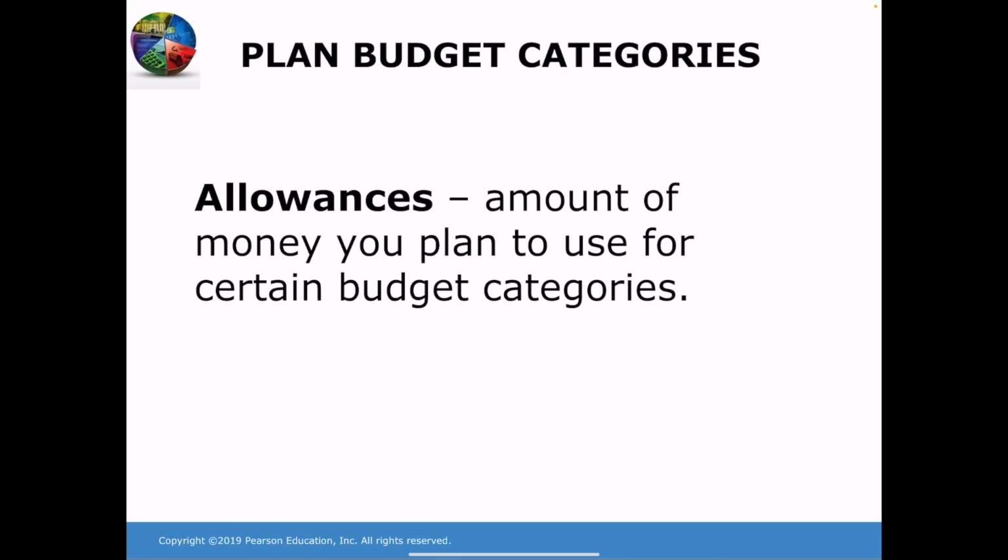Also, you need what are called allowances. Allowances is the amount of money you plan to use for each category. How much are you going to allow for food spending? How much are you going to allow for recreation and entertainment, and so forth? And you're going to figure out those categories.